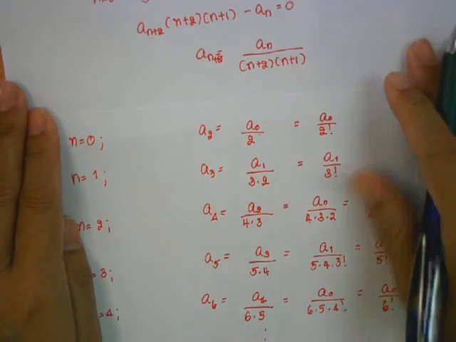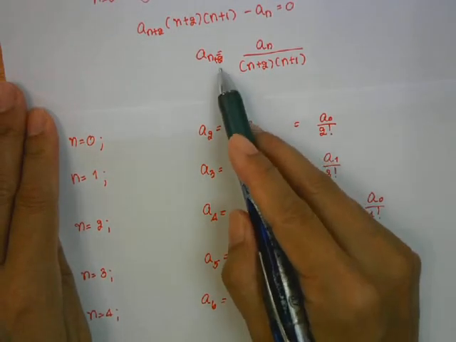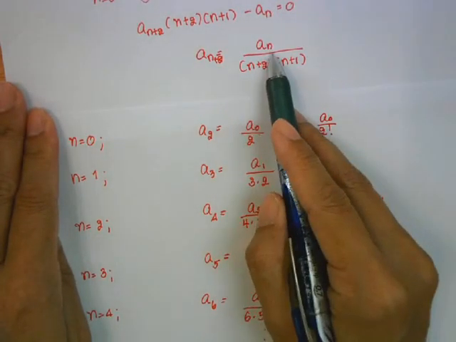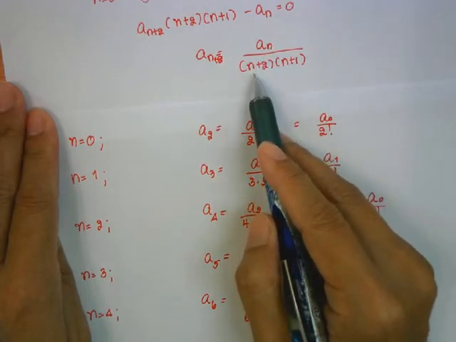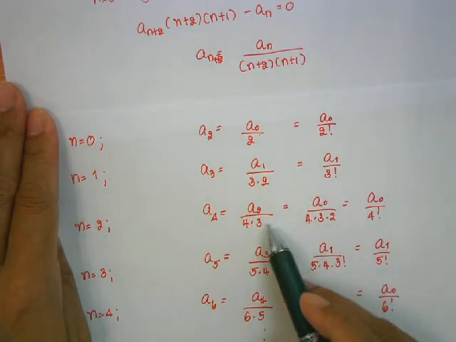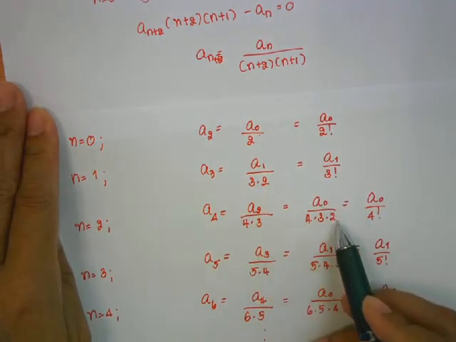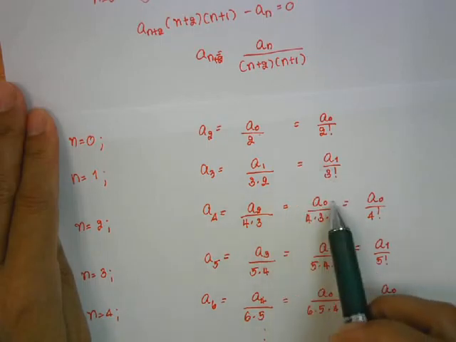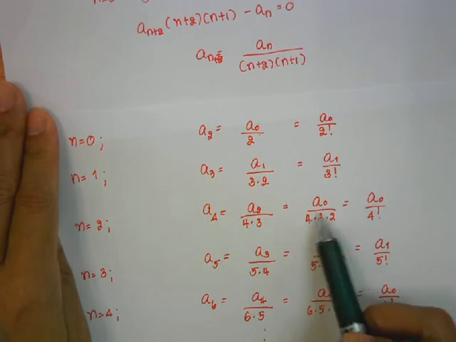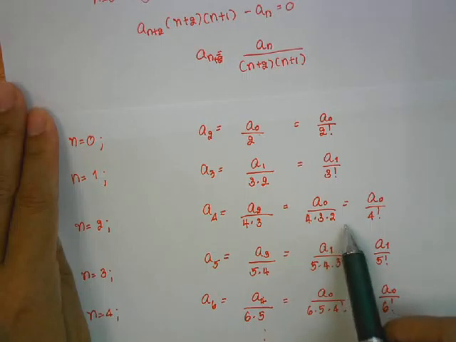Then you plug n equal to 2 there, you would get a4. a4 is equal to a2 divided by 4 times 3, because n is equal to 2. But your a2 is equal to a0 divided by 2. So you just put the value of a2 there, and you would get a0 divided by 4 times 3 times 2, which is equal to 4 factorial.